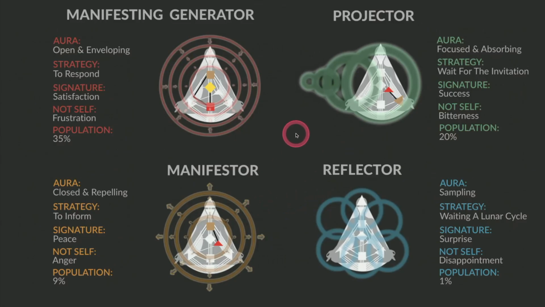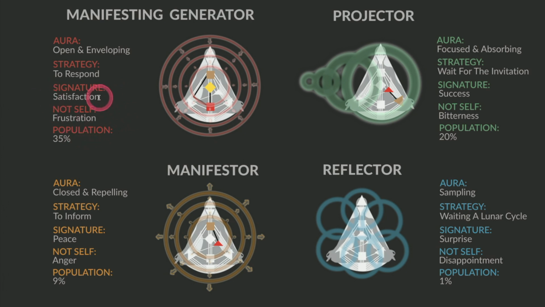We learned about the 4 types, the manifestors and the generators and the manifesting generators, the projector and the reflector, the 4 different auras and the 4 different strategies, generators who respond, projectors who wait for the invitation, manifestors who inform, and reflectors who wait an entire lunar cycle, right? And from these 4 types and these 4 auras, we get 4 unique strategies, and we get signatures, right?